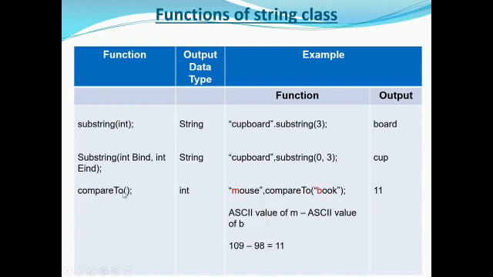The next function is compareTo. It is also a type of function which compares two strings. It not only checks the equality of the strings but also checks whether a string is bigger or smaller than the other. The function compareTo performs comparison based on the lexicographic comparison of the strings. It results in the difference of the ASCII codes of the corresponding characters.